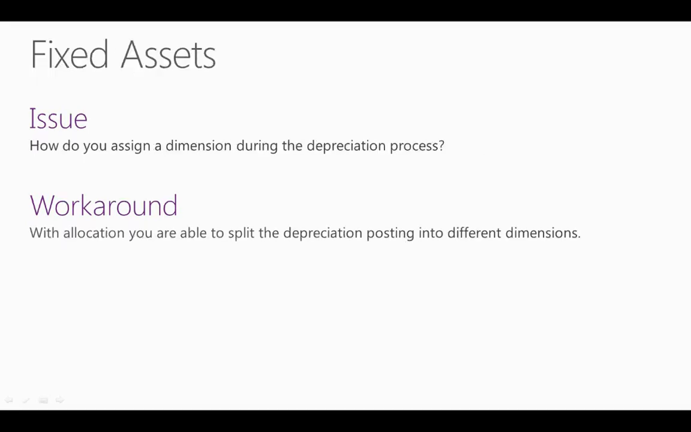The last one is fixed asset. For fixed assets, one of the most common problems reported is how to assign dimensions during the depreciation process. The correct way is to use allocation. With allocation, you are able to split the depreciation posting into different dimensions. We are now at the end of the presentation. My last task is to make a demo to show you the changes that we have talked about during this video.